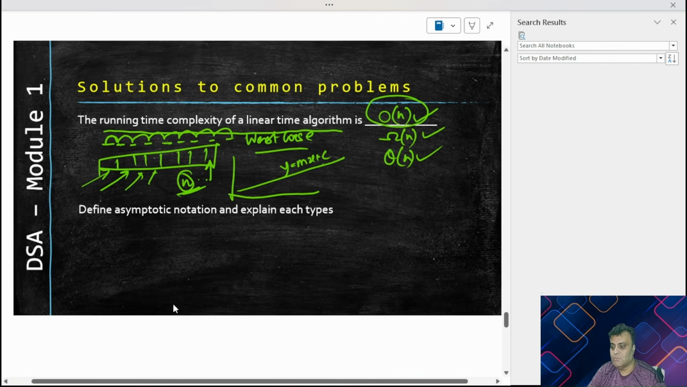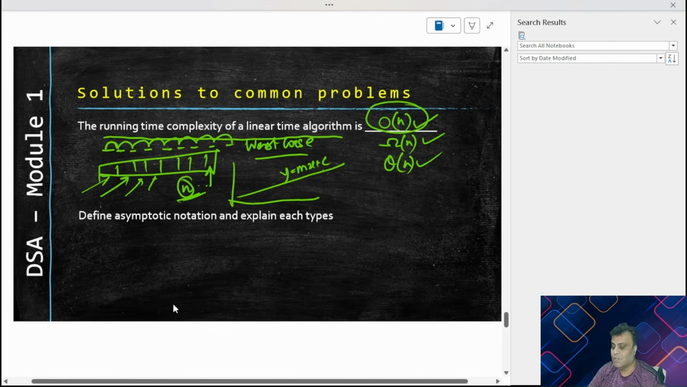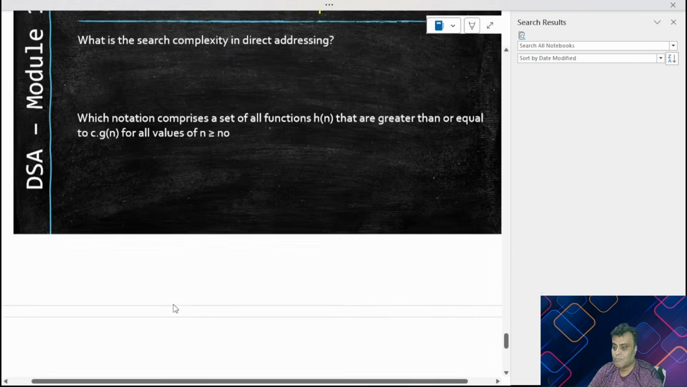Now, define asymptotic notation and explain each type. I have done that in this lecture. Please refer to the previous slides. And of course, you have a download link to download the slides, which will have a notes section from where you can get the theoretical portion that you can write for your examinations.